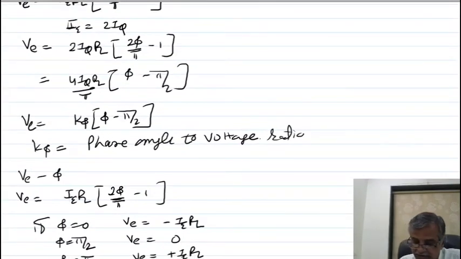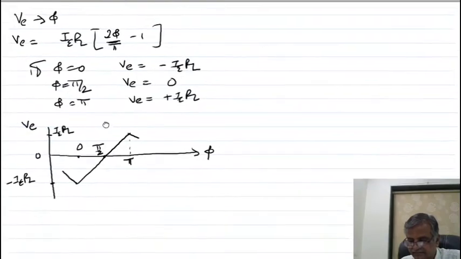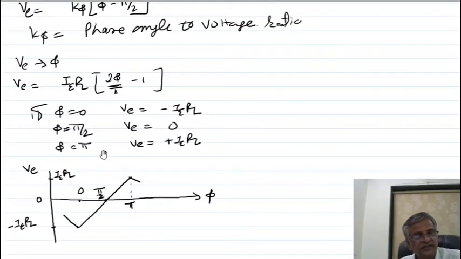So I am plotting the graph of V versus phi. From this equation you can say, you put different values of phi, you will get different VE, and you can plot it like this. There is a linear relation.